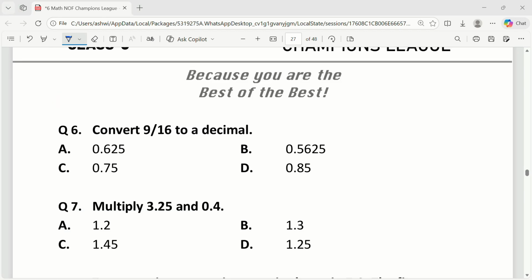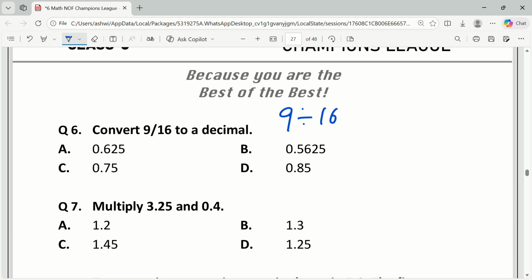Question 6. Convert 9 by 16 into a decimal. To convert a fraction to a decimal, divide the numerator by the denominator. That is 9 divided by 16, which is equal to 0.5625. Comparing with the options, the answer is B.